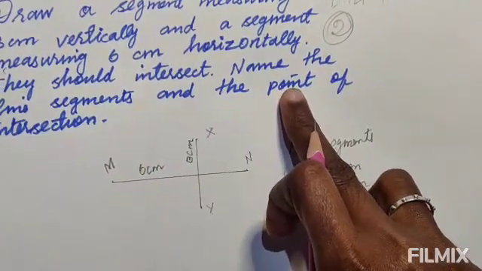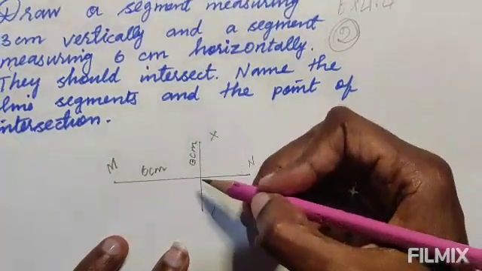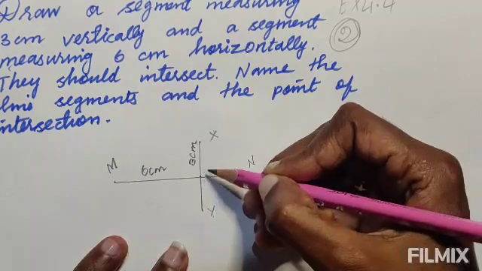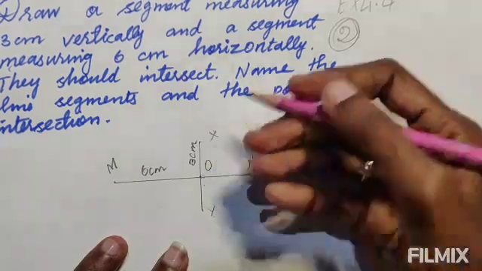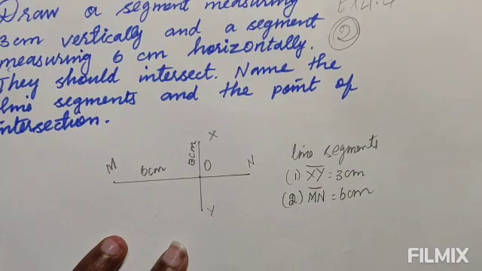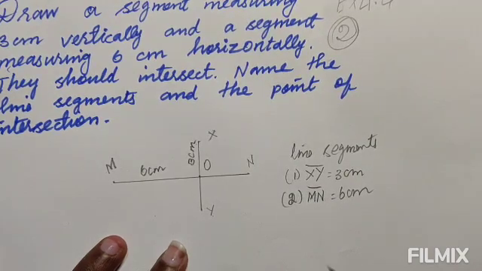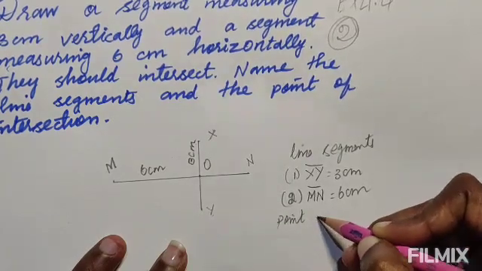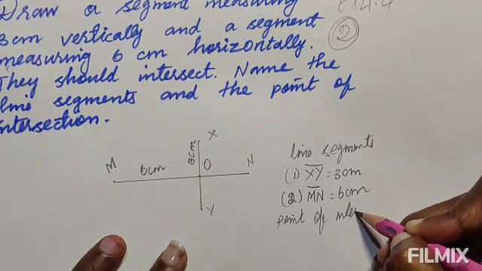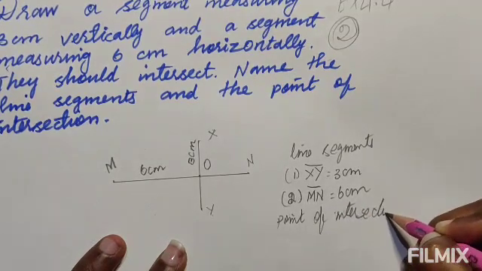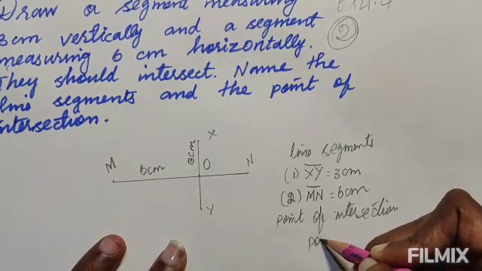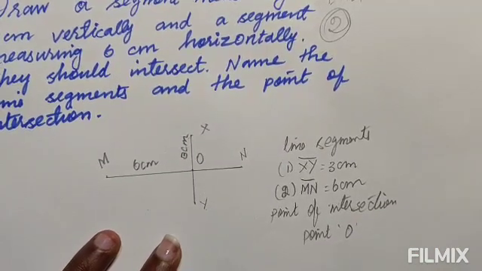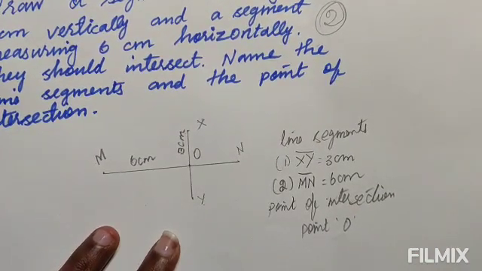Now you have to name the point of intersection. Intersection means where they are meeting each other. So this is the meeting point. Let's name it O. Usually for the intersecting point we use O. Sometimes we use other names. So now you have to write: the point of intersection is point O. This much you have to write. This is the way you have to do it. You understood, I think.